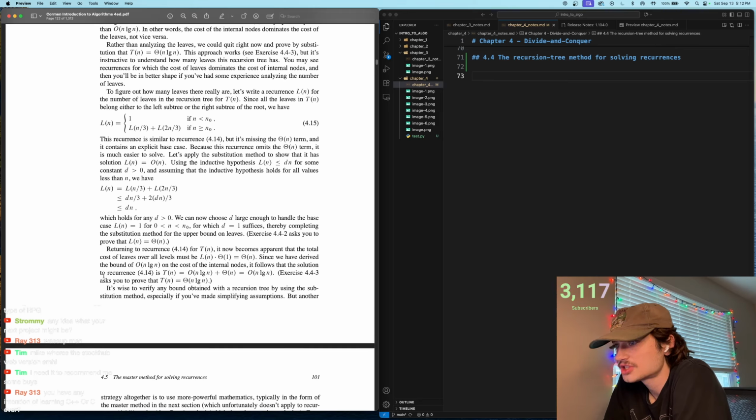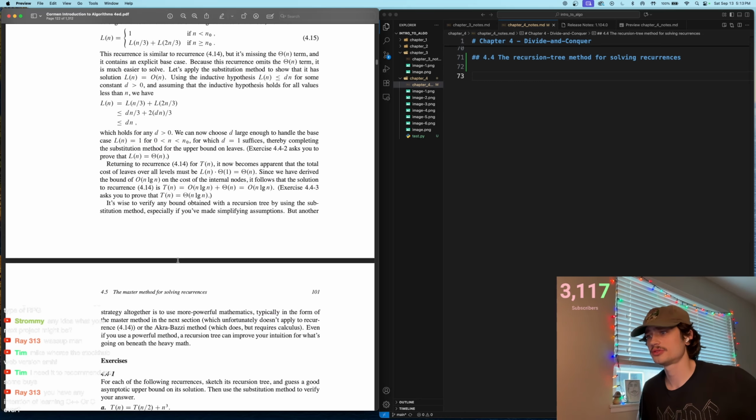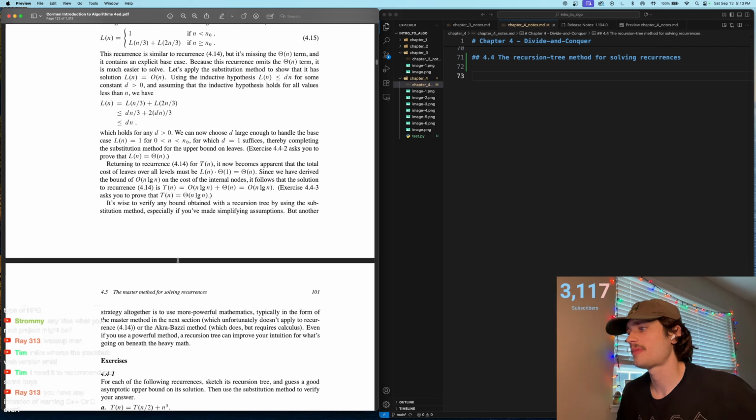Exercise 4.4-3 asks you to prove that T of n equals theta of n log n. It's wise to verify any bound obtained with the recursion tree by using the substitution method, especially if you've made simplifying assumptions. But another strategy altogether is to use more powerful mathematics, typically in the form of the master method in the next section, which unfortunately doesn't apply to recurrence 4.14, or the Akra-Bazzi method, which does but requires calculus. Even if you use a powerful method, a recursion tree can improve your intuition for what's going on beneath the heavy math.